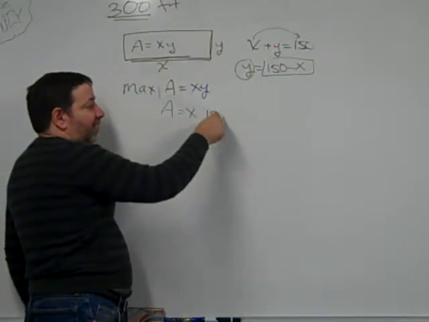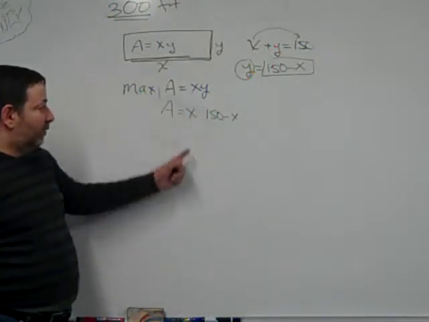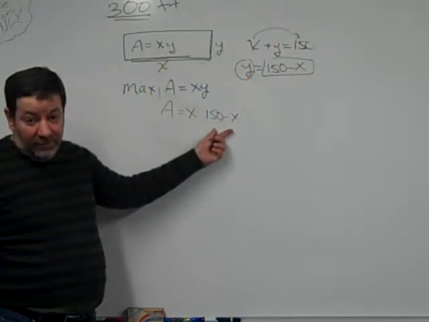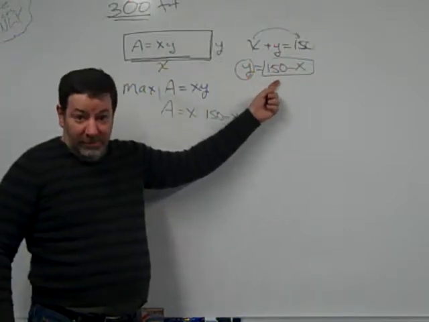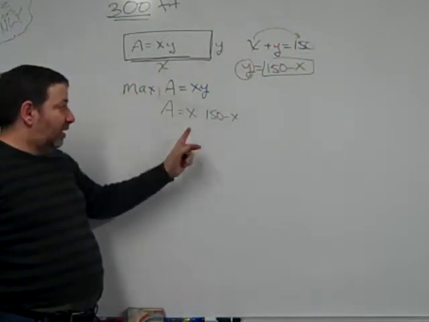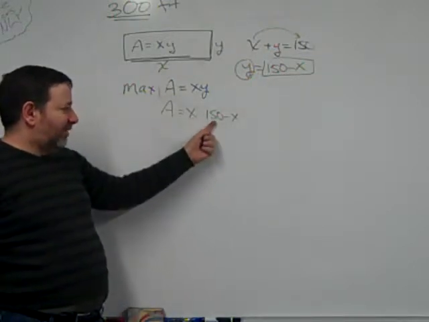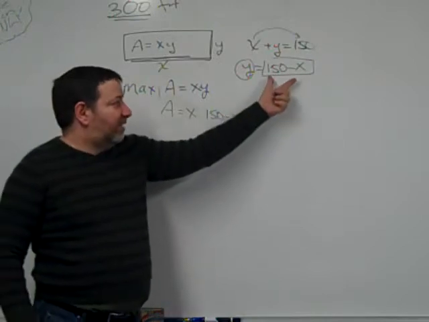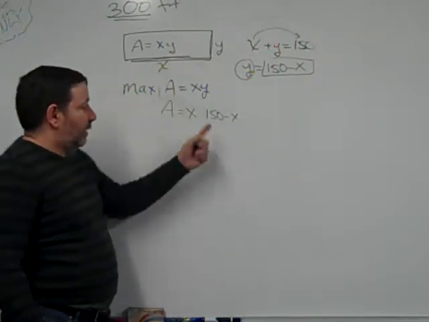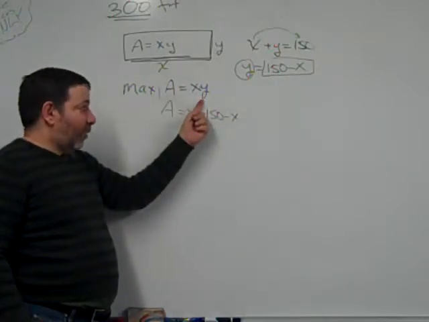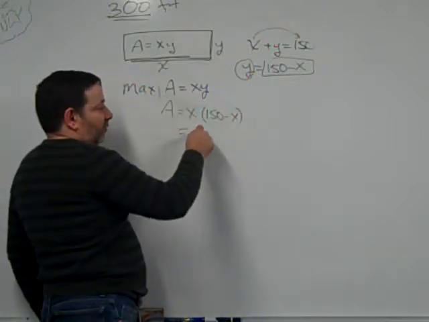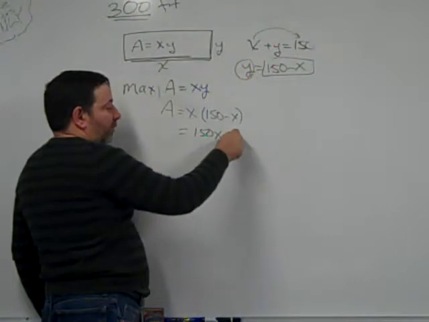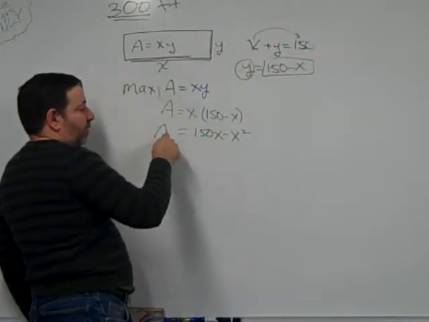Now if I just write it like this, I'm only multiplying X by the 150. But Y is not 150. And even if it were, how come I have X times Y minus X? This whole thing is Y, and it says to multiply all of Y by X. So I have this, distributing: 150X minus X squared.